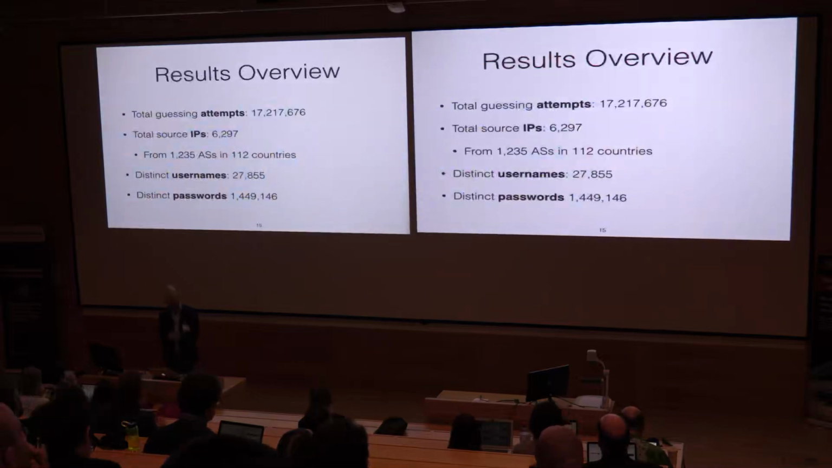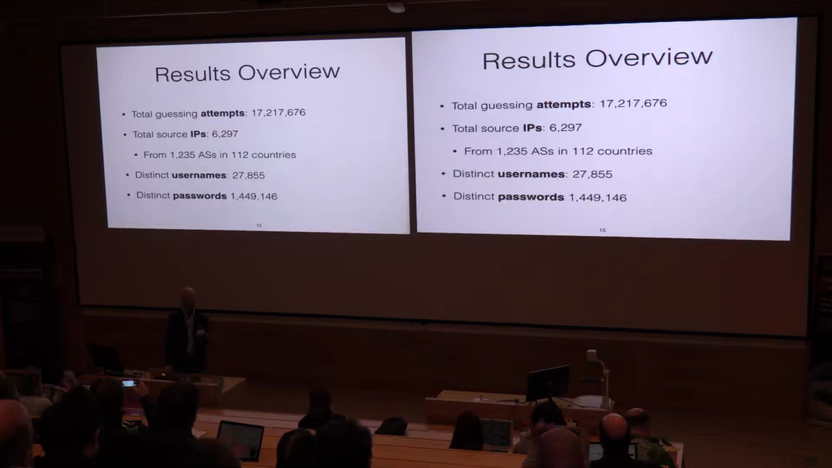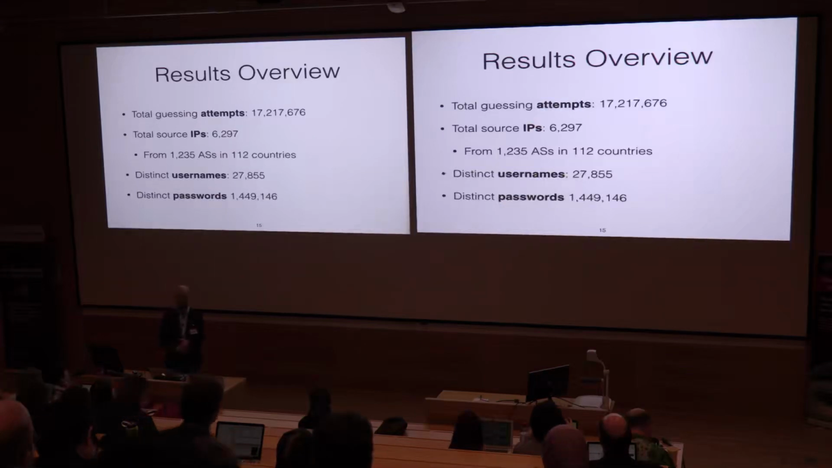So just to give you an overview, a feel for what kind of data we got, over this entire data collection period and over all the VMs, we logged slightly over 17 million total guessing attempts. These came from just slightly over 6,000 different source IPs located all over the world in 112 countries. We saw almost 28,000 distinct usernames, and we collected about 1.4 million distinct passwords. This is just what we saw over the whole set. In the paper, we break this down based on the different VMs and different locations.